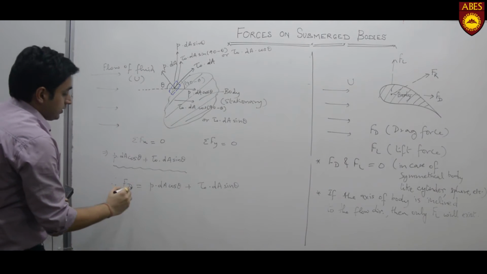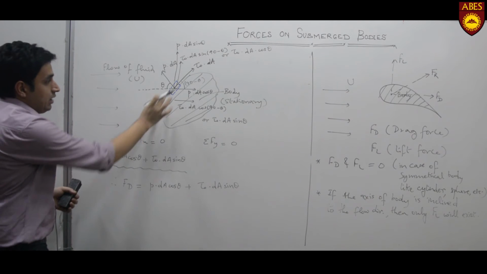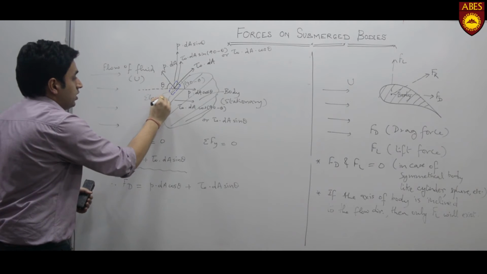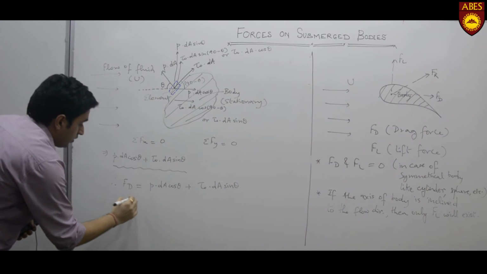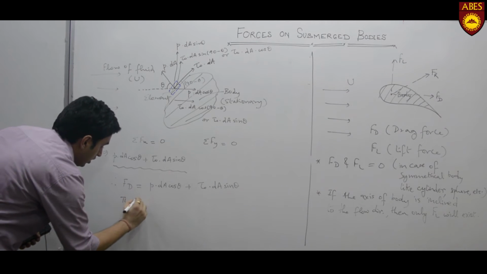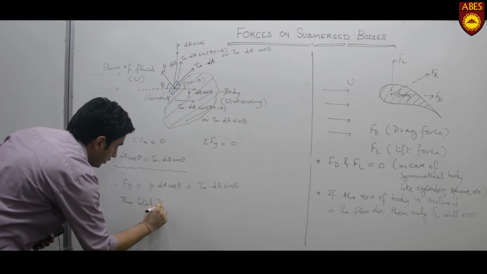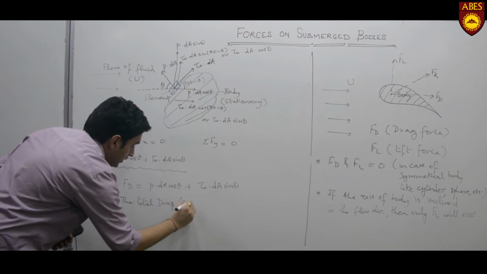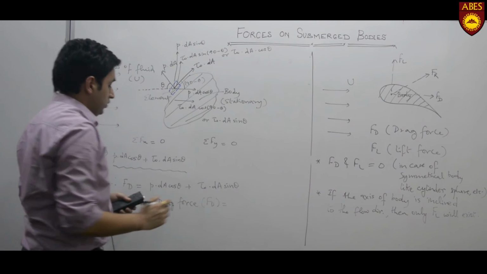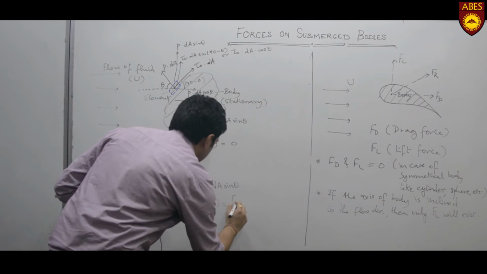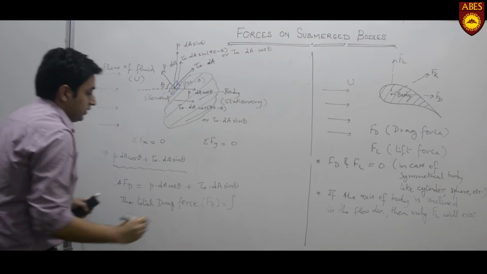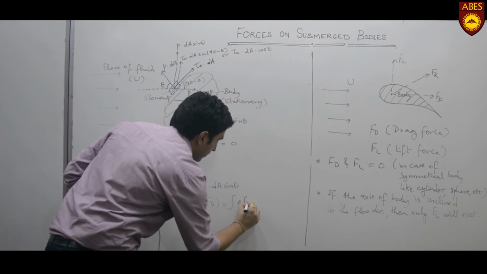This is the force on a small element which we are assuming here. Now what is the total drag force on this body, F_D? It is the integration of these forces. If we denote this by delta F_D, it is the integration of delta F_D.